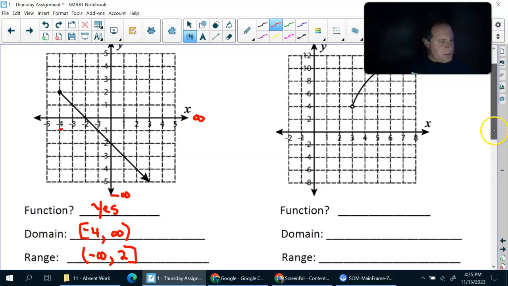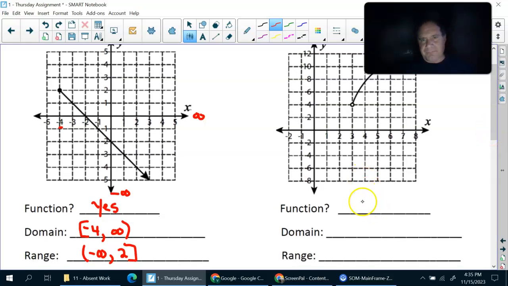Is this one a function? Yes, it is. The domain, we're going to go all the way to the left of the x-axis, and that's 3. So we're going to start with 3, and we have a parenthesis because it's an open circle. Then it goes in this direction forever. So that is positive infinity, and that is a parenthesis.